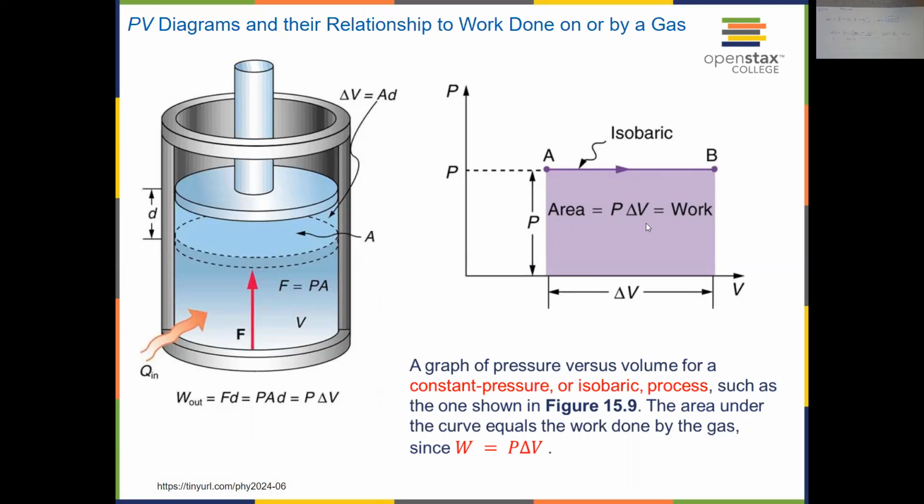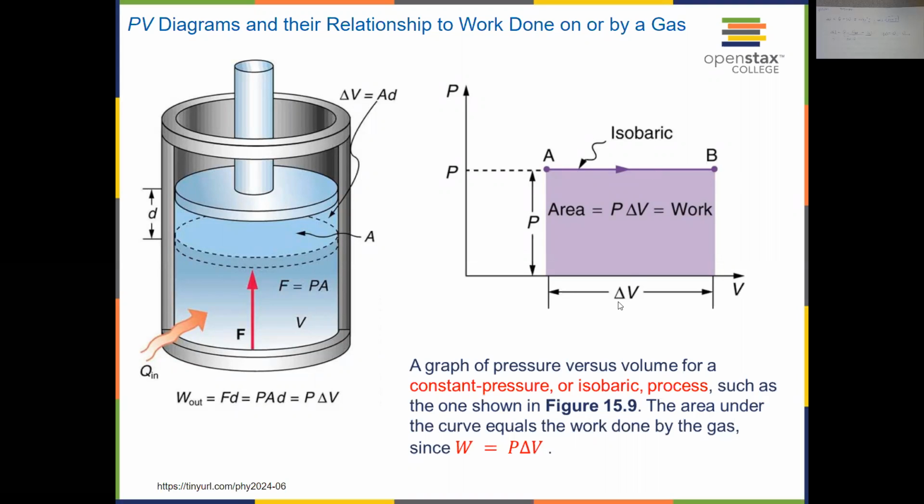So in that sense, if you have a PV diagram for the gas system, then you can calculate how much work is done by the gas system to the outside surrounding by calculating the area underneath the curve from point A to B. Okay.